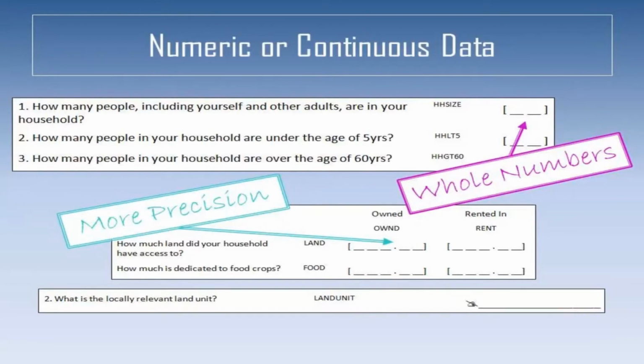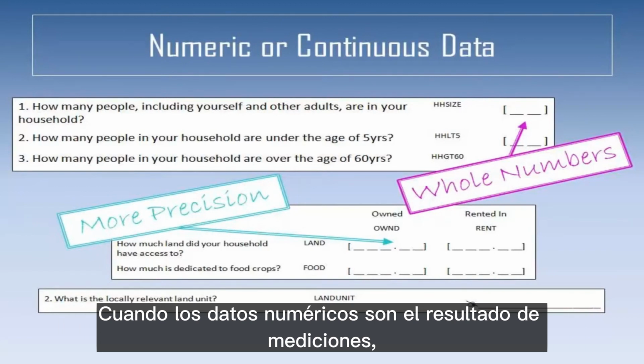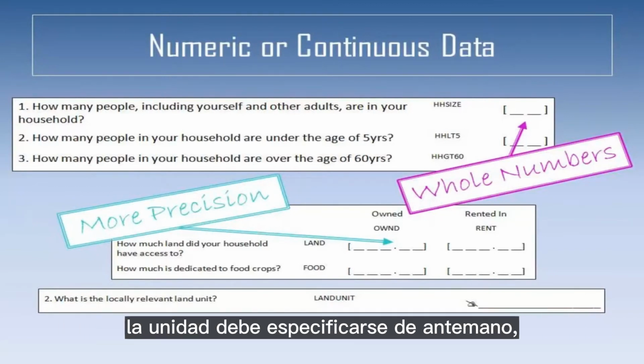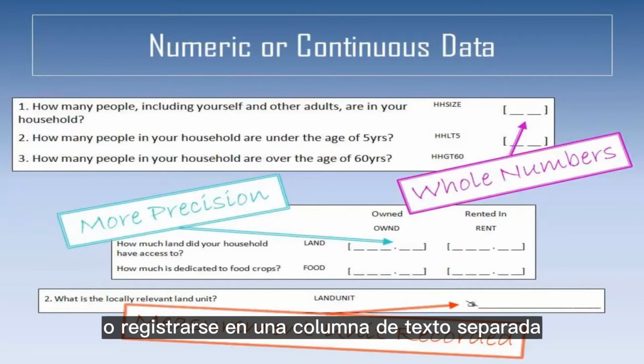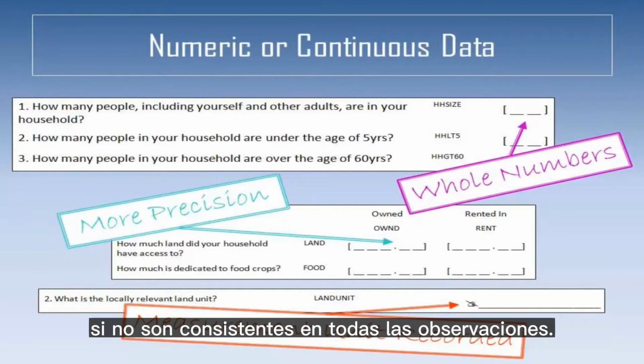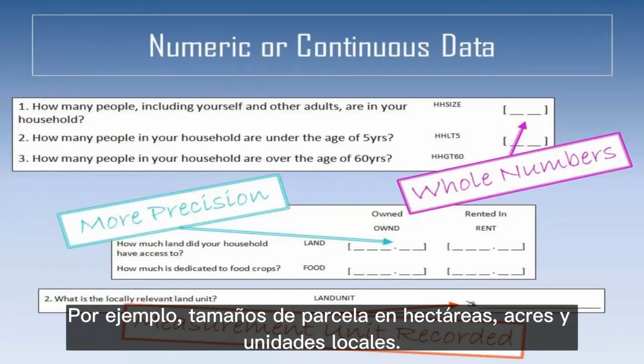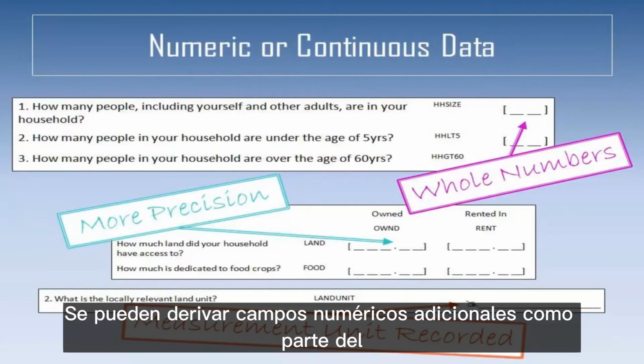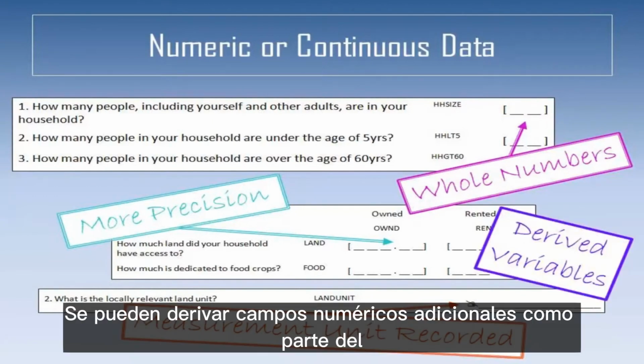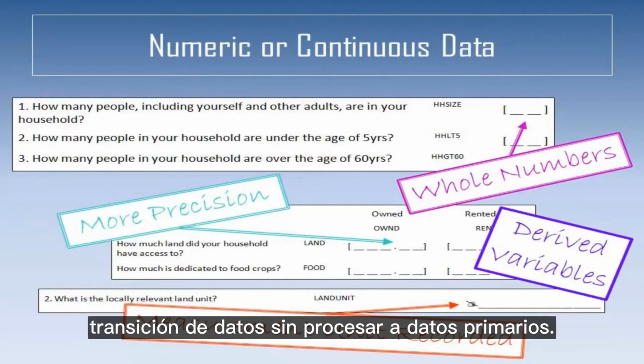When numeric data are the result of measurements, the units should be specified in advance or be recorded in a separate text column if they are not consistent across all observations. For example, plot sizes in hectares, acres and local units. Additional numerical fields can be derived as part of the transition from raw to primary data.